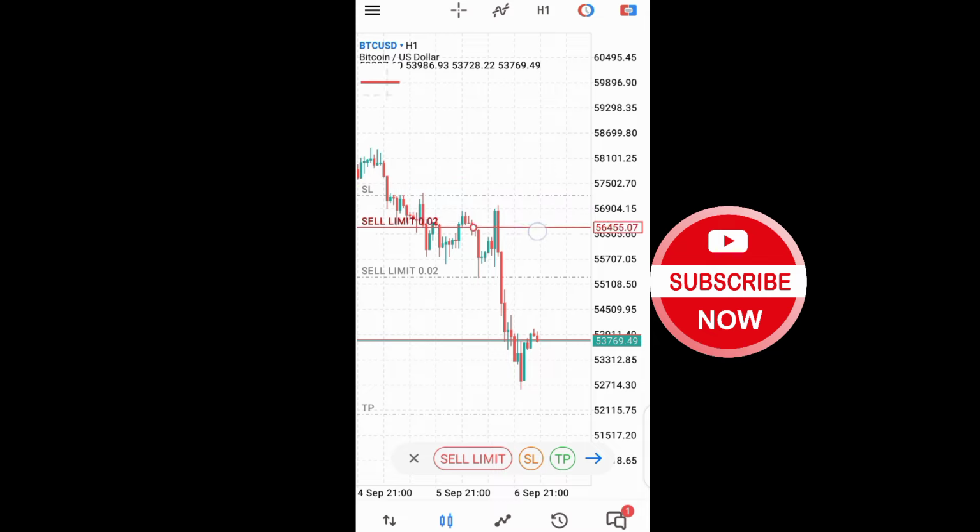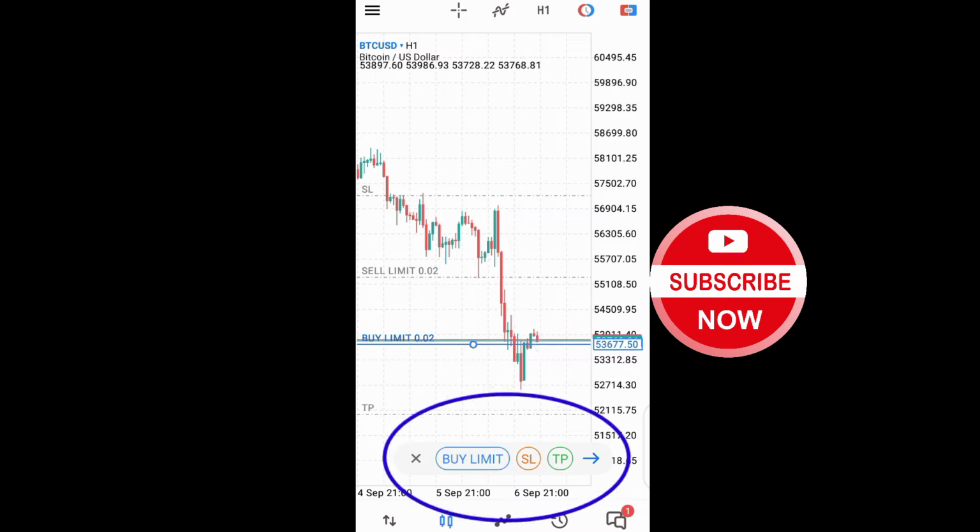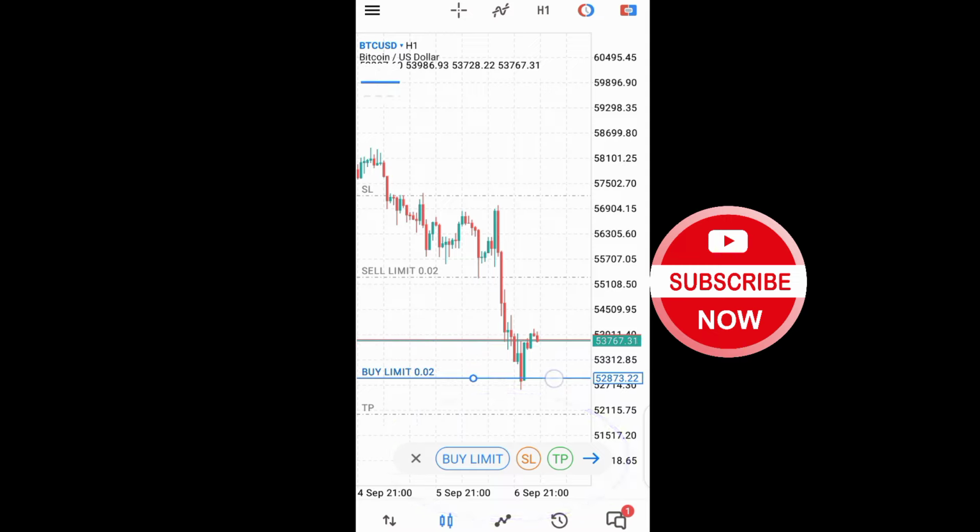When I move it down and this marker crosses the current price, you will see that this will change. Observe that when this cursor crosses the current price, we have a change. We are now having buy limit. That means you have an option to buy at a price lower than the current market price. When it moves up, it changes to sell limit. When it comes down, it changes to buy limit.